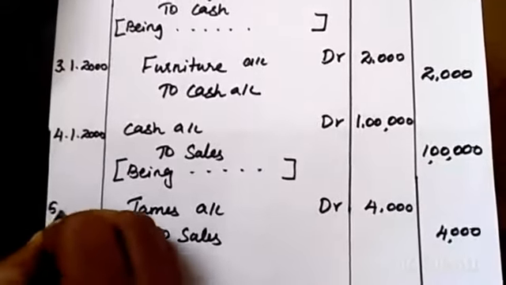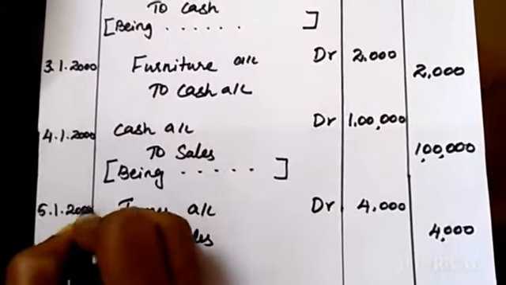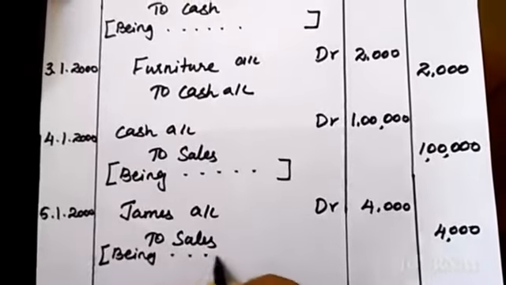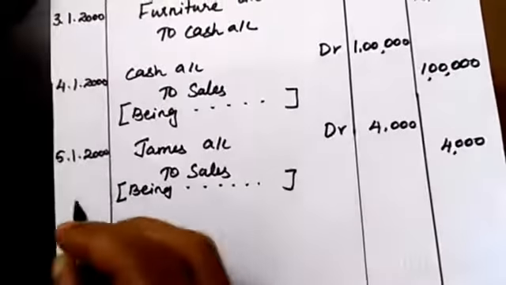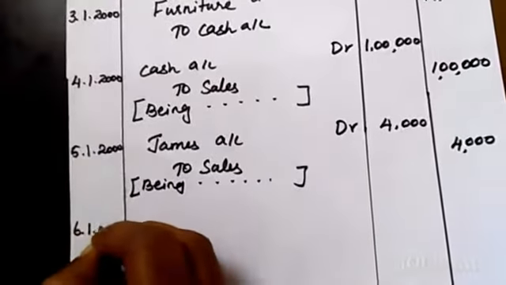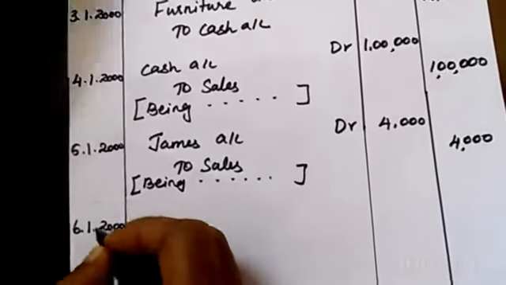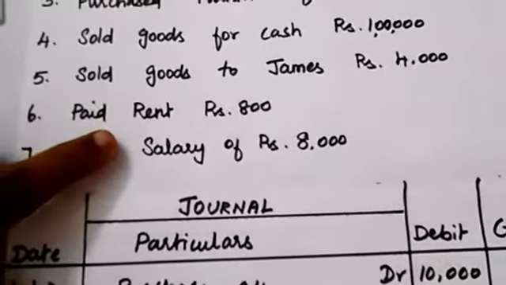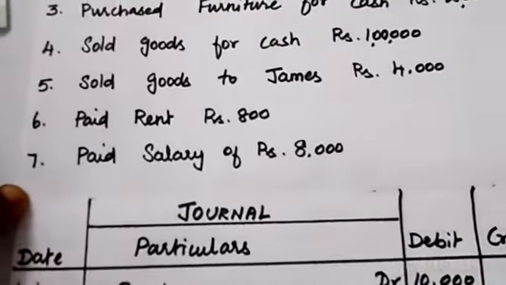On 5th January 2000, again you have to write the narration: sold goods to James. Then, on 6th January 2000, paid rent. Rent is an expense, no? Any expense, it's a nominal account.